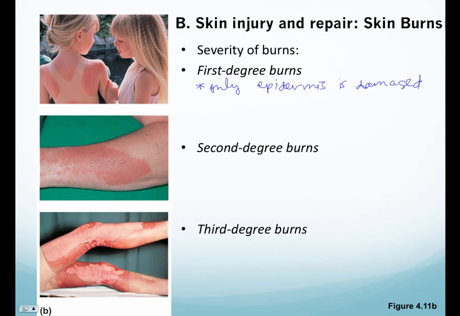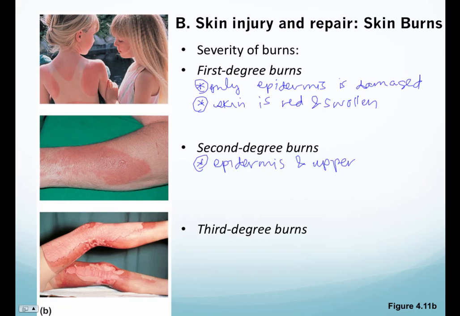And the skin is going to be red and swollen. So we have inflammation to this area. Second-degree burns, this is when the epidermis and upper dermis are damaged. And your skin is red with blisters.